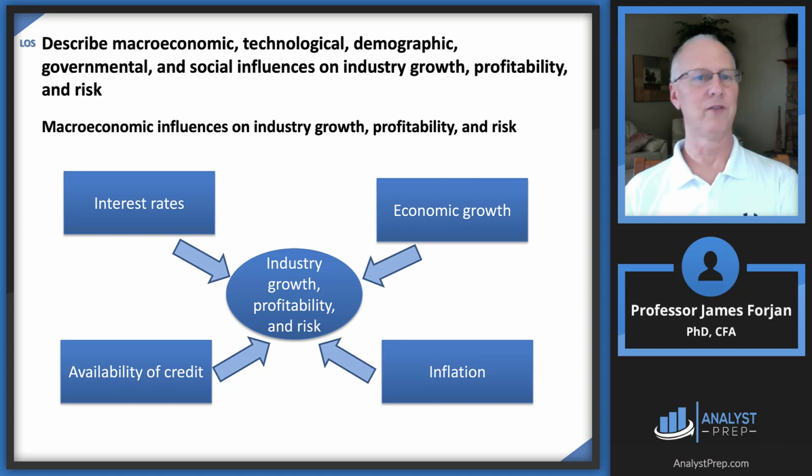Here's the good LOS from linking the macroeconomic stuff all the way down to what we're mainly talking about, the industry variables here. All right, so what is going to determine industry growth and profitability and risk? Things like interest rates and inflation, of course. Things like availability of credit. Things like economic growth. Things like oil prices. Things like anything that we talked about back in that macroeconomic reading is going to have an impact on our specific company and industry profitability.